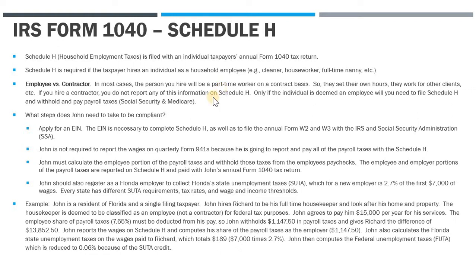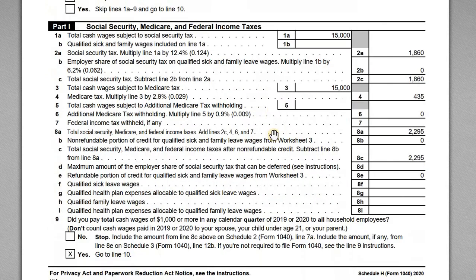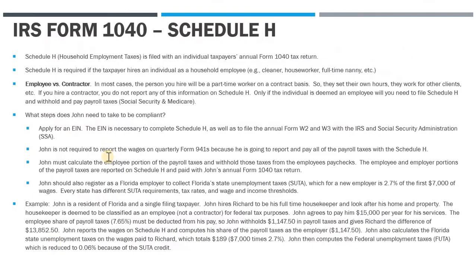So what we're going to do here is go through an example of Schedule H. We have a fact pattern, some of the rules here, and then we also have a Schedule H tax form here for our employer, John, and we're going to go through the elements here and how to complete this with his annual Form 1040. So if we go back to the slide here, what does John need to do if he's going to hire someone to be his full-time household employee?